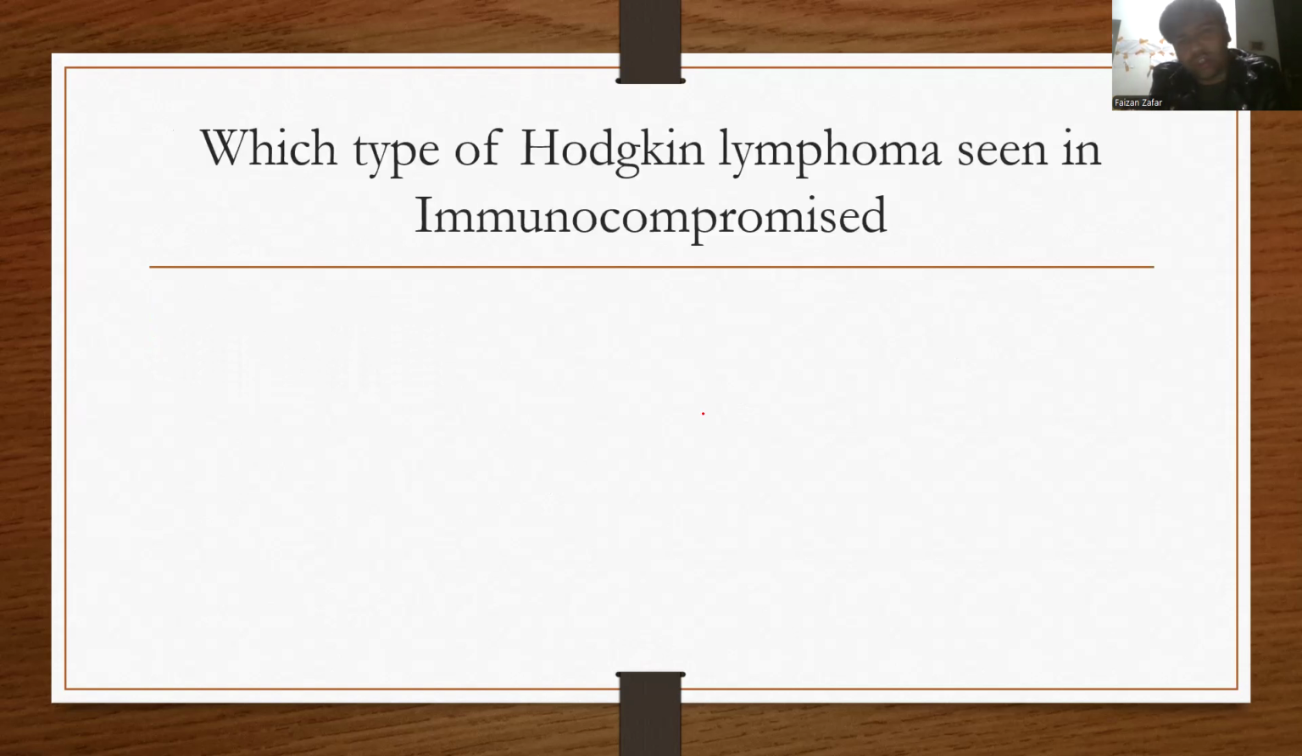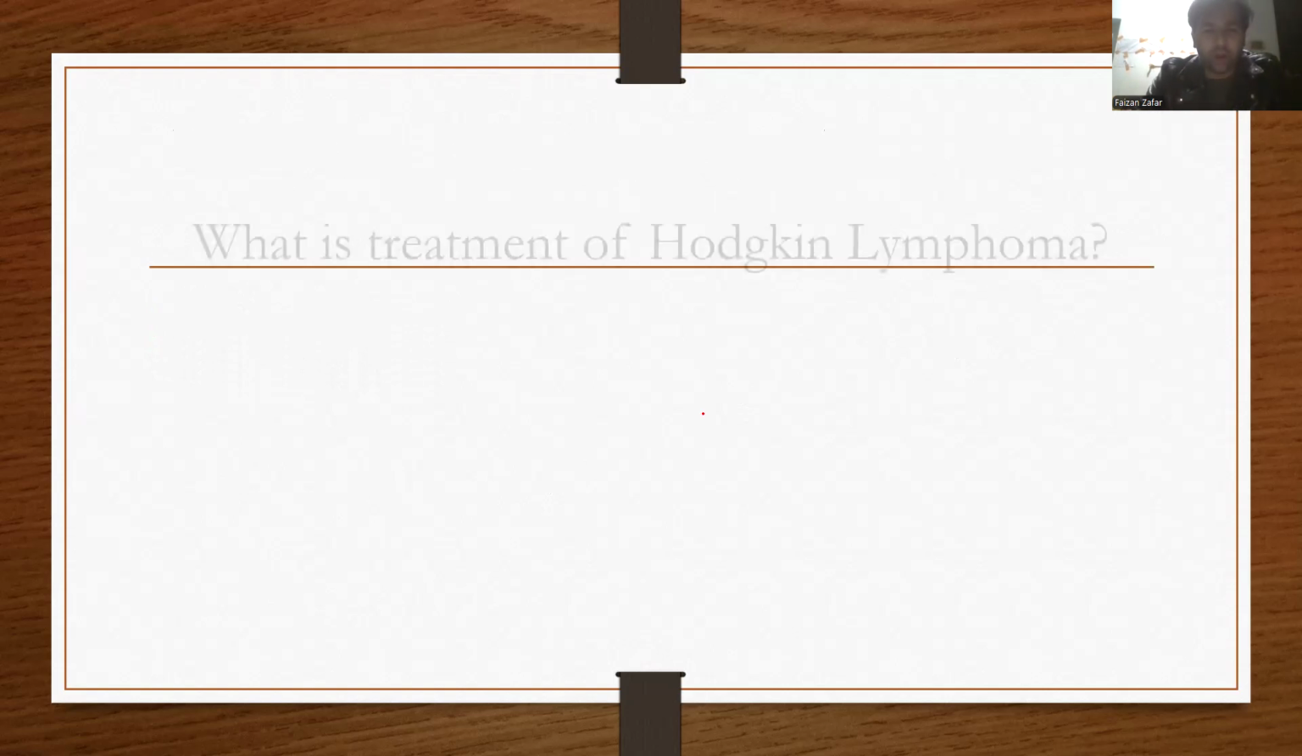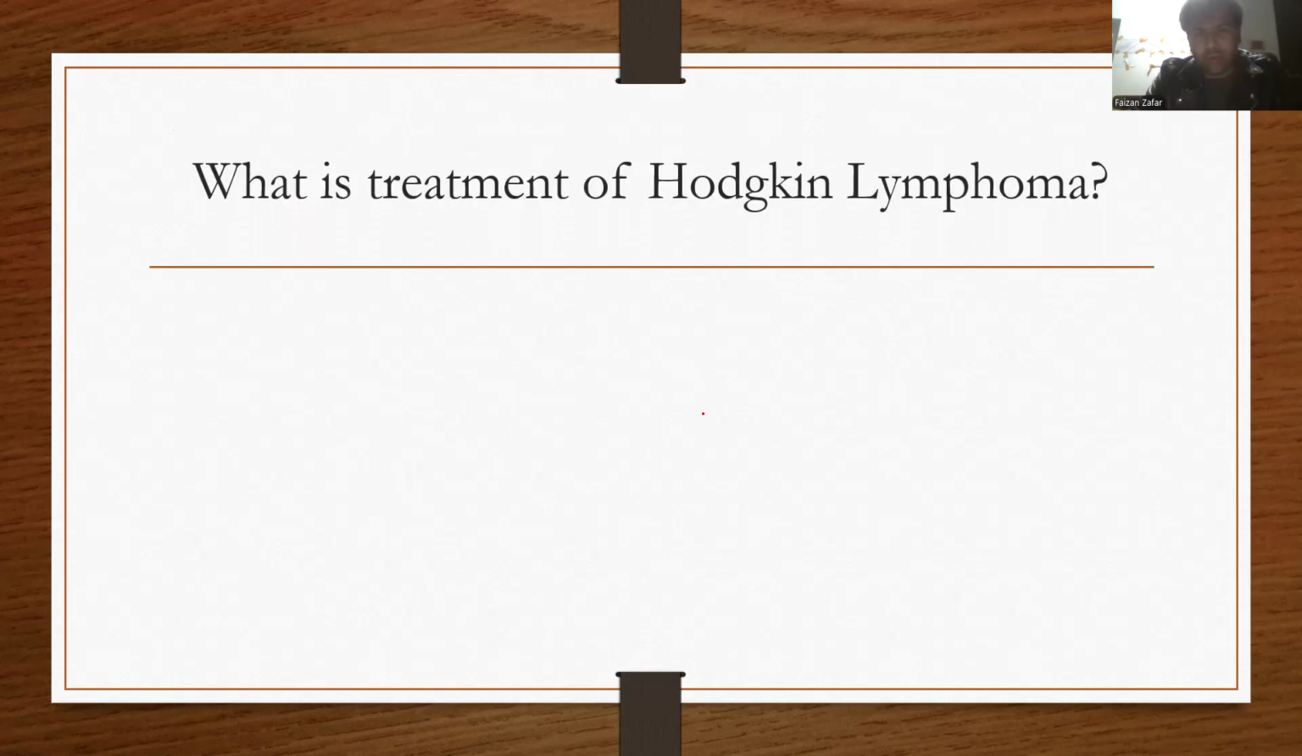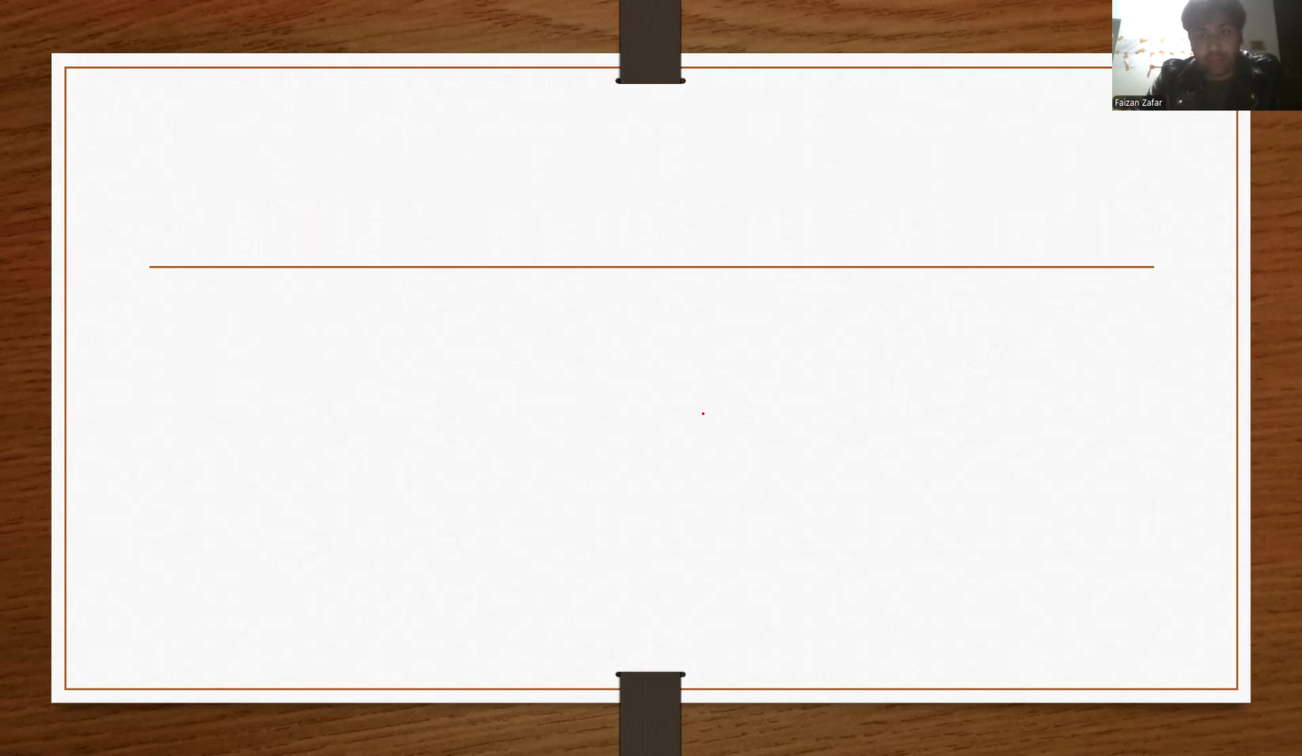Which type of Hodgkin lymphoma is seen in immunocompromised patients? Mixed cellularity. The mixed cellularity type of Hodgkin lymphoma is the most common in immunocompromised patients. What is the treatment of Hodgkin lymphoma? Radiotherapy and chemotherapy. So simple, radiotherapy and chemotherapy.